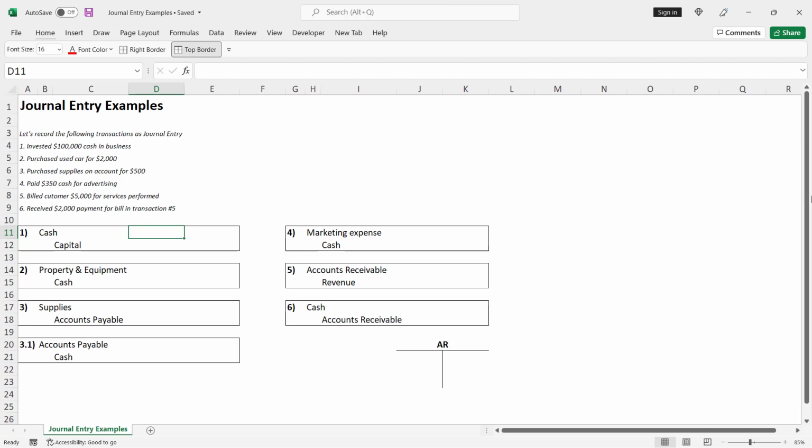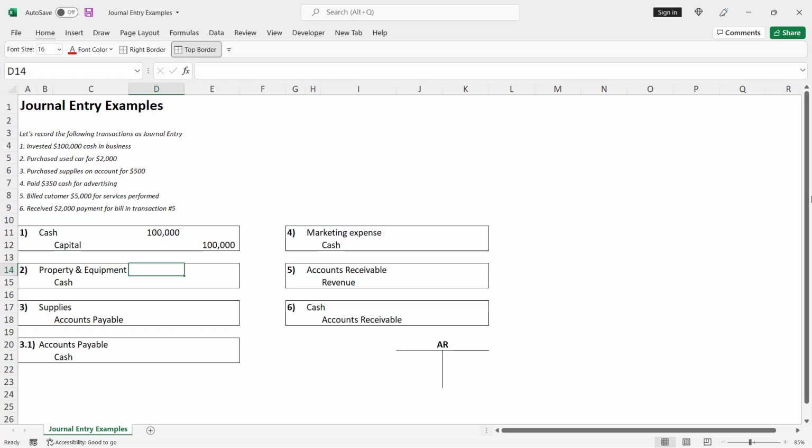Let me give you some journal entry examples. So we will record the following transactions as journal entries. The first one is the transaction where we invested 100,000 cash in business. In this case scenario, cash will go up, so we will debit it, and capital will go up as well, and we credit it with the same amount.